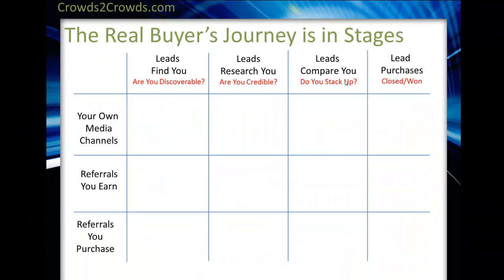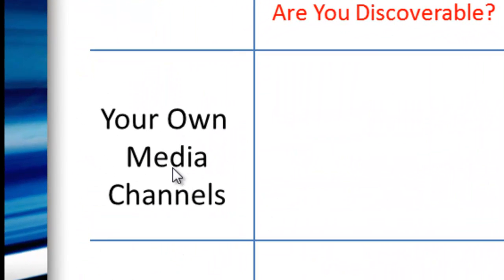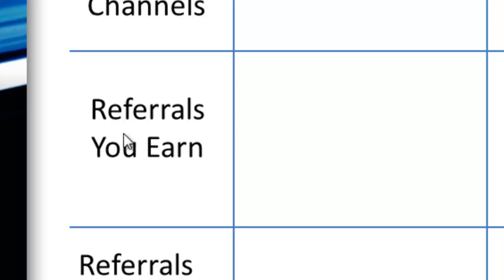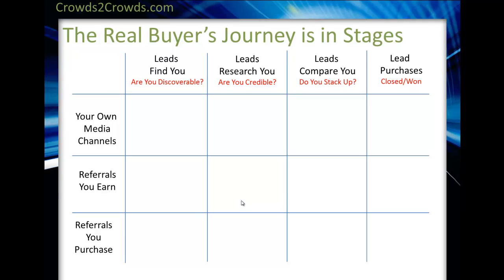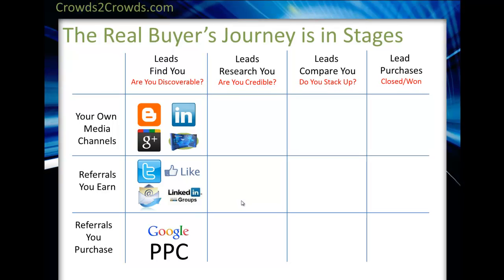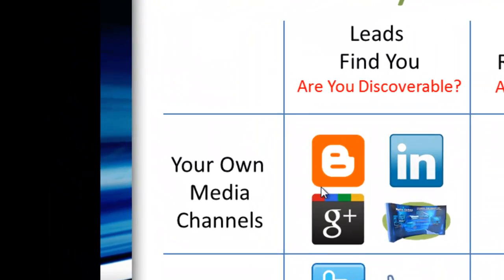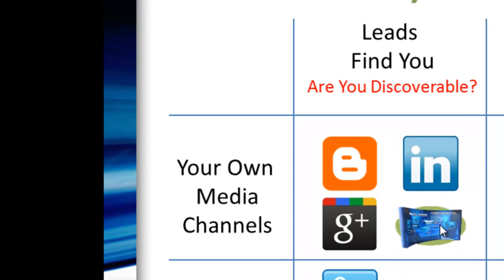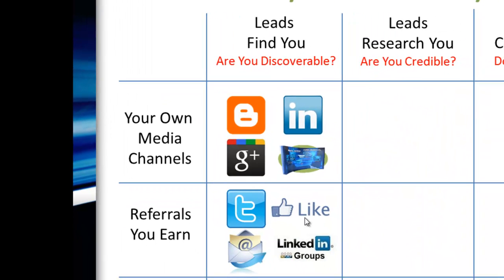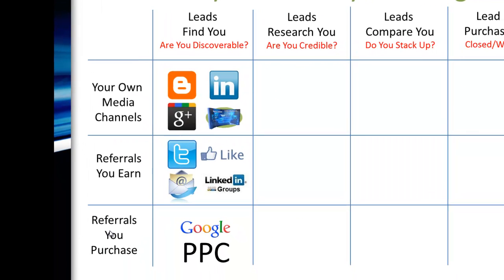Now, the methods in which they do all this is through various channels, through the media that you own, through the referrals that you earn, and through the referrals that you purchase. So it might look something like this. How leads find you in media you own, obviously a trade show, maybe your LinkedIn page, blogs, that kind of thing. Maybe you're getting likes from blogs that you've done, and that's how people are finding you, or from LinkedIn groups. And of course, referrals you purchase include pay-per-click.